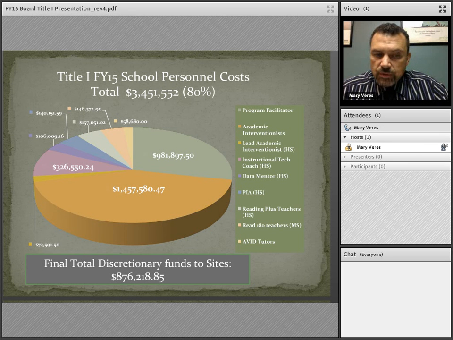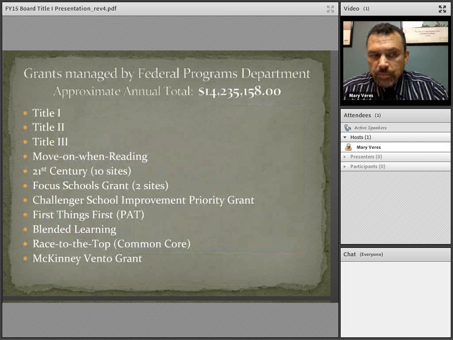So the final total discretionary funds that go to sites is about $876,000. And by discretionary, I mean after you've paid for all the people, then that's how much money the schools collectively have. But each school has a little bit different. Some have more, of course, than others, to buy materials to support their school improvement plan.